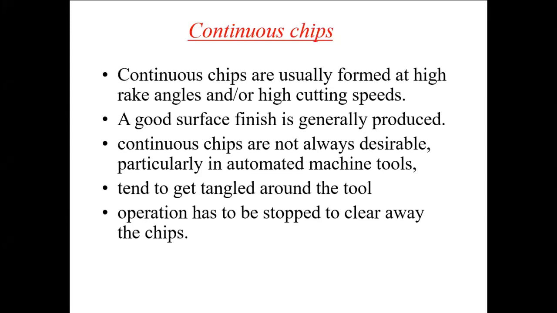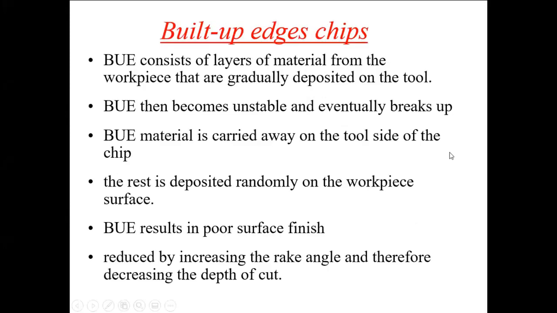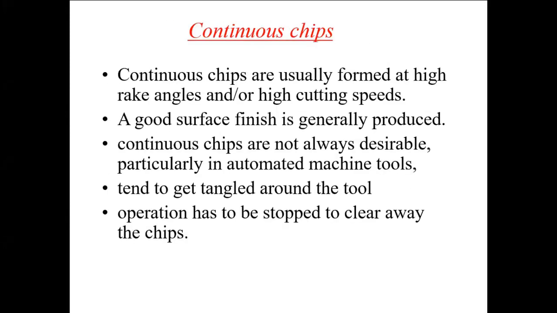Continuous chips also spoil the surface of the job. Continuous chips are made at high cutting speed, low feed, low depth of cut, and at high rake angles. The formation of continuous chips can be minimized, and continuous chips can be broken with the help of chip breakers, and they are undesirable in case of automated machine tools.